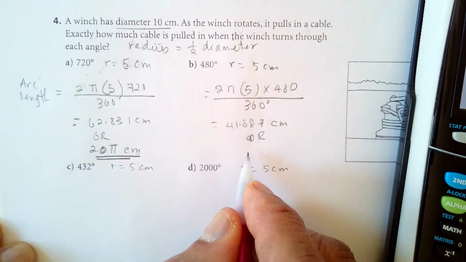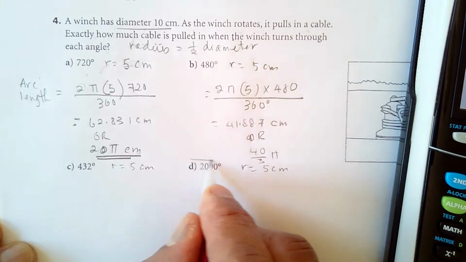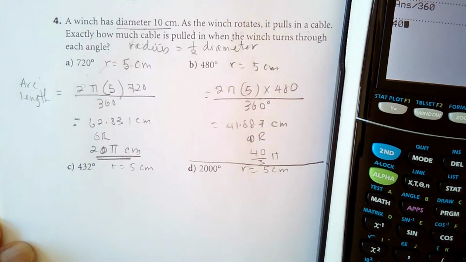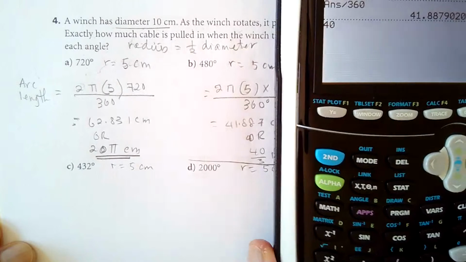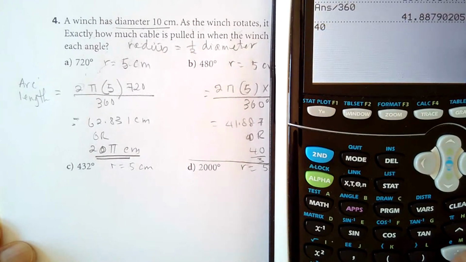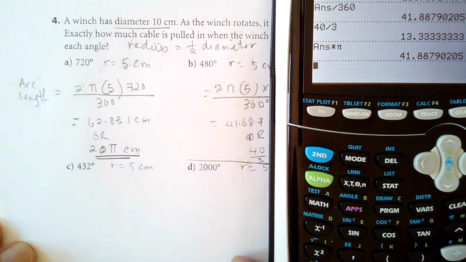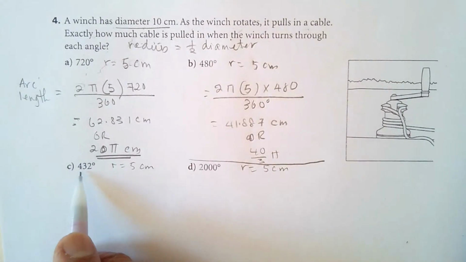it worked out to be 40 over 3 pi. So if you go 40 divided by 3 multiplied by pi, it gives us the same result. Okay, the last two questions.